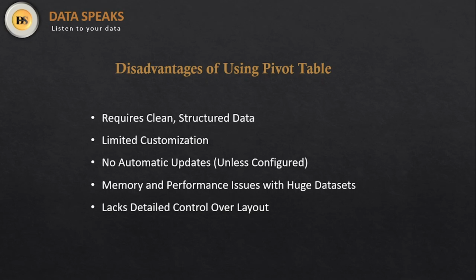The disadvantage again we have is memory and performance issues with huge data sets. Like I said, pivot table can handle up to 1 million rows of data comfortably. When it begins to exceed that, pivot table won't perform very well with huge data sets. So when the rows of your data set are up to 1 million, pivot table can handle it perfectly.